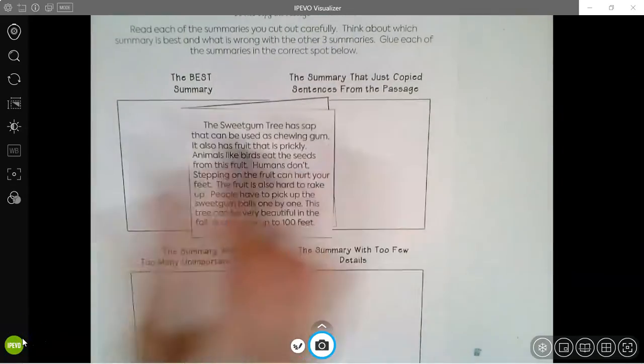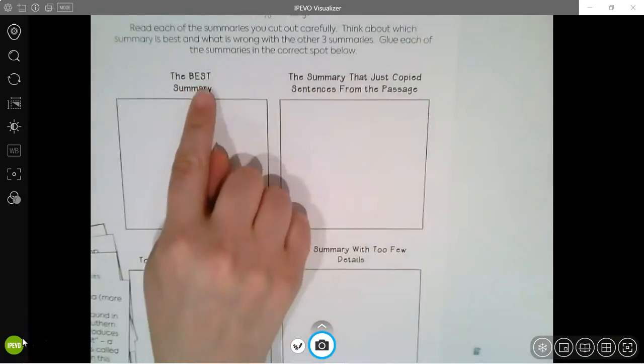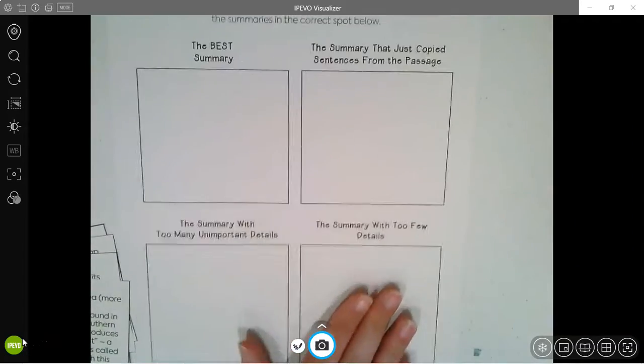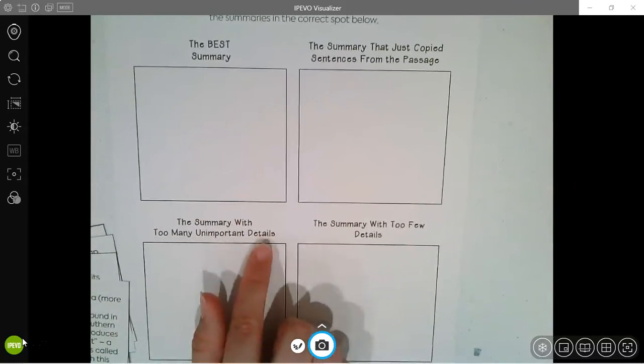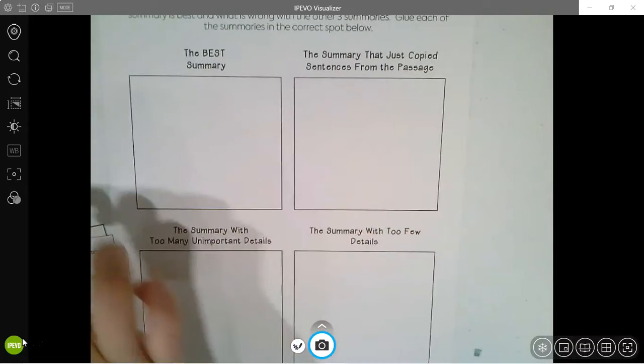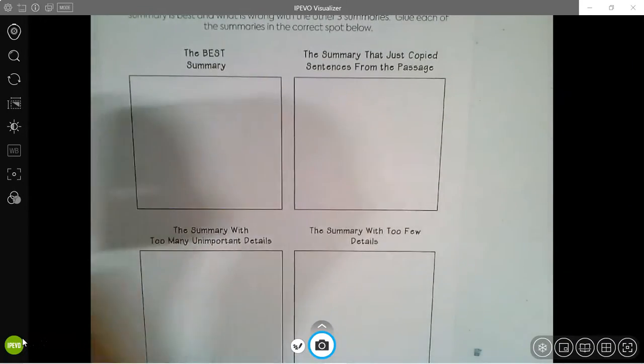Okay, so here I have my 4 summaries, and we're going to find the best summary, the summary that just copied sentences from the passage, the summary that has too many unimportant details, and the summary that has too few details. We're going to read each one and try to figure out where these are going to go. Okay, so let's look at this one first.